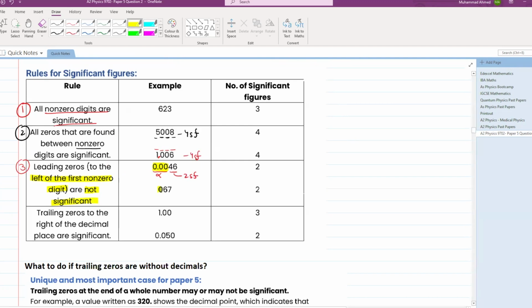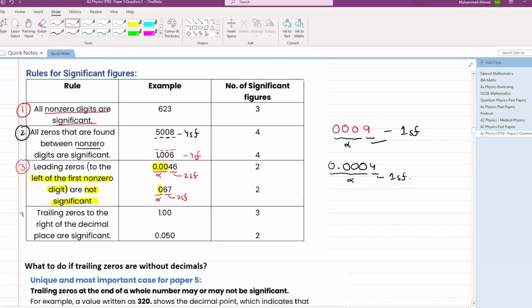Here as well, if you analyze, all leading zeros, that is this one, are not significant. Only the non-zero digits are significant here. Let's say I write something like this, 0009. All these three leading zeros are not significant. Only 9 is significant. This is one significant figure. Let's say I write 0.0004. All these zeros are not significant. Only this 4 is significant. This is also one significant figure. Simple.